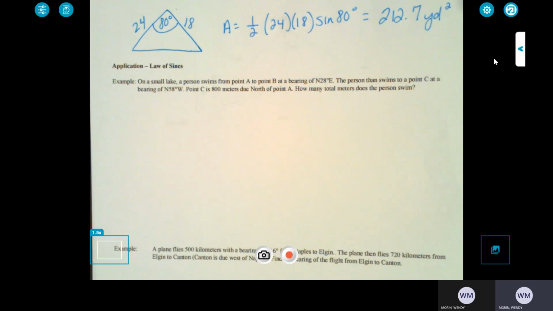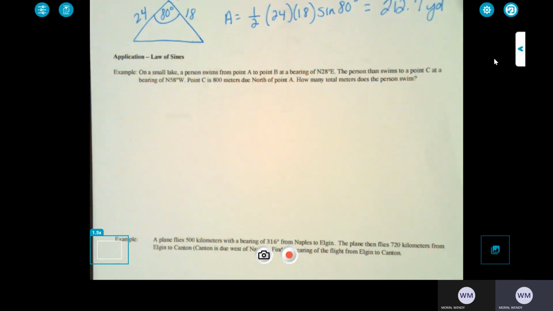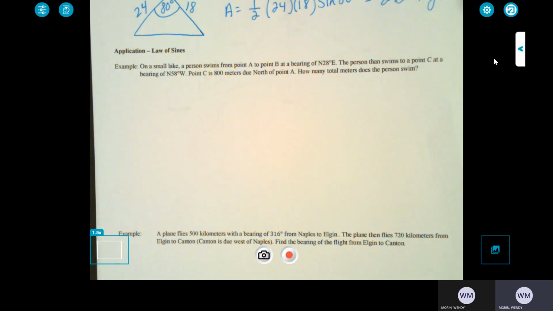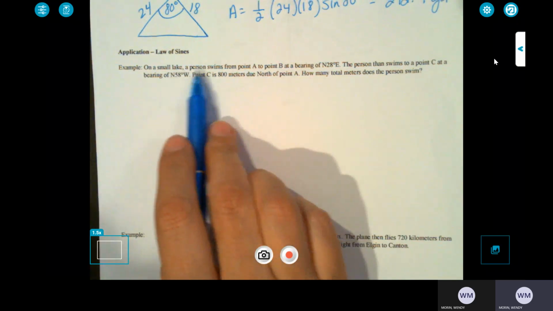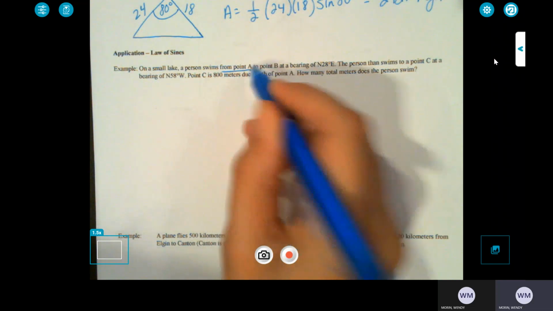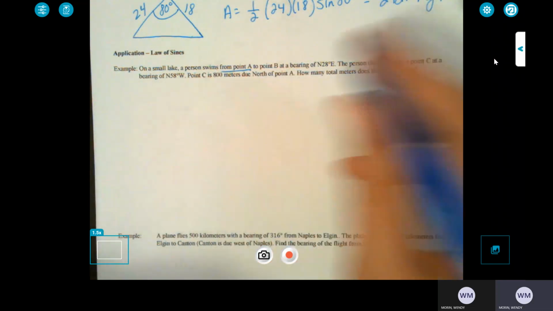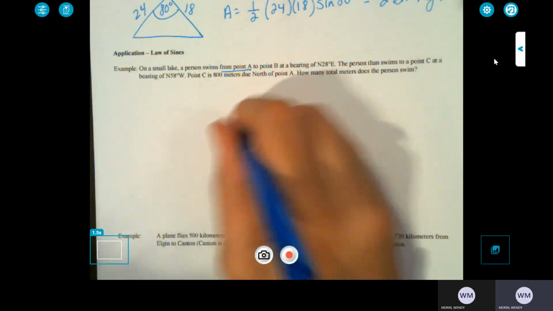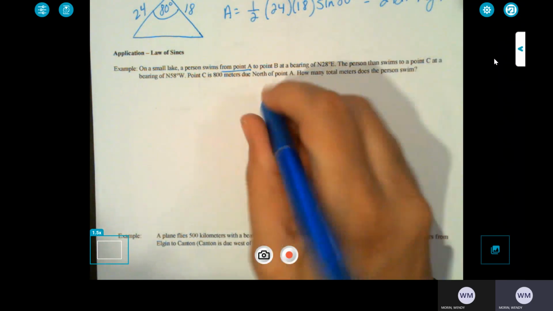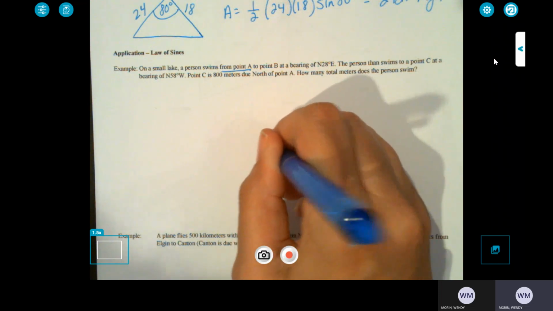All right, so let's get to some other story problems. We've done bearings in the past. If you don't remember bearings, we'll review it with you. So let's take a look. It says, on a small lake, a person swims from point A. Anytime you say from point A, I would draw a picture, obviously. I'm just going to put it right in the middle because I'm not sure which way we're going to go here. So here's point A.